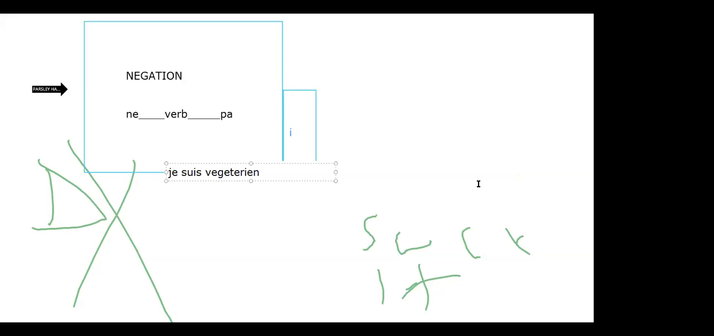So the question is saying, je suis végétarien. The verb there is suis, and to negate it, we put ne preceding it and pas after it. So je ne suis pas végétarien. Good. That is correct.